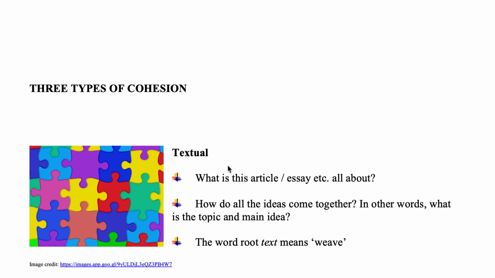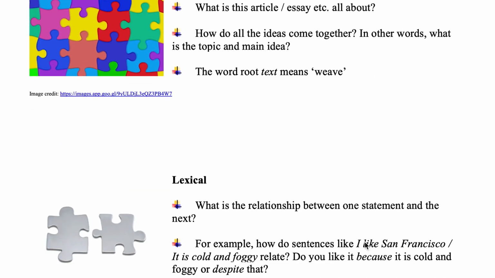There's textual. This is like the big picture cohesion. You've got all these ideas in the essay, but how do they all come together to form one thing? In other words, what's the topic and main idea? By the way, text is a word root. It means weave, like in a textile, and that's what textual cohesion is all about. How do you weave all the ideas together into one product?